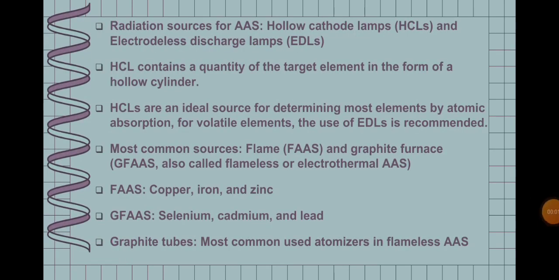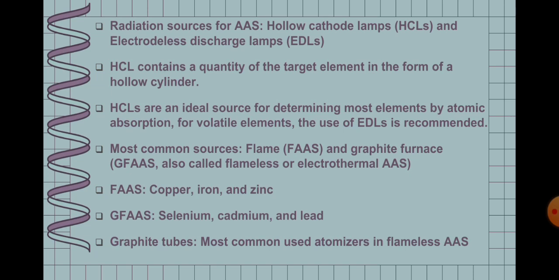The typical radiation sources for AAS are hollow cathode lamps or HCLs and electrodeless discharge lamps or EDLs. So the HCL contains a quantity of the target element in the form of a hollow cylinder. During operation, a small quantity of the target element is vaporized. And some of the gas phase atoms of the target element become electronically excited and emit photons with the right wavelength to be absorbed by atoms of the target element in the atomizer.